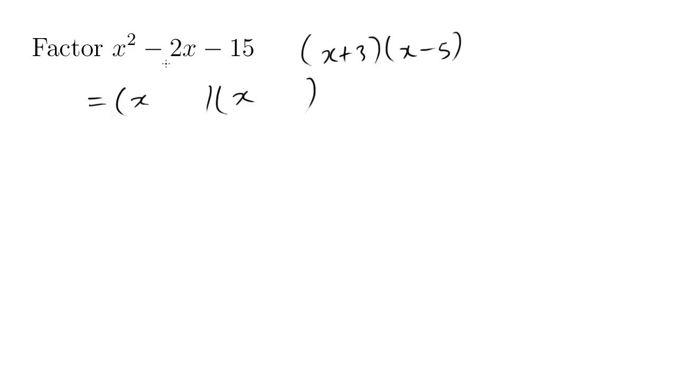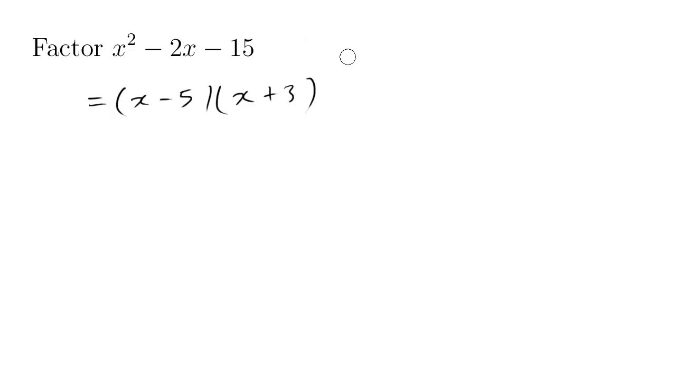Notice how 5 and 3 are 2 apart, and you just have to fix the signs. Notice how this is negative, so we need to be more negative, so I'm going to choose negative 5 plus 3. And this is the same as the answer that we got.